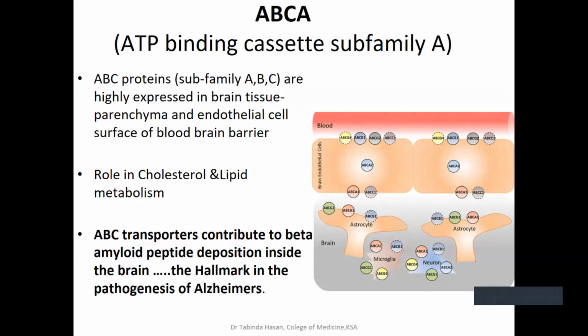So actually in the brain, when the cholesterol and the lipid metabolism would be hampered, the condition of Alzheimer's would be exacerbated. The ABC transporters contribute to beta amyloid peptide deposition inside the brain, which is the hallmark in the pathogenesis of Alzheimer's. So everything in Alzheimer's, let's note that it's just increased deposition of proteins and plaques, let's say amyloid proteins and lipid plaques, and that's what it is all about. So it's the normal brain, the normal neurons, but they are being coated by abnormal insulatory material, and this is what is Alzheimer's. Move on to the next slide now.